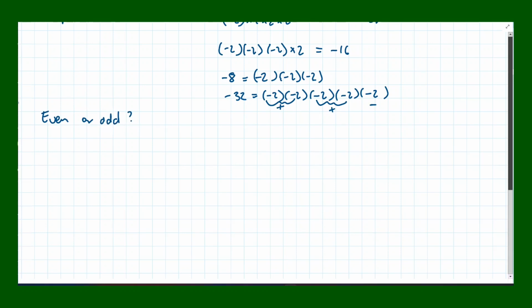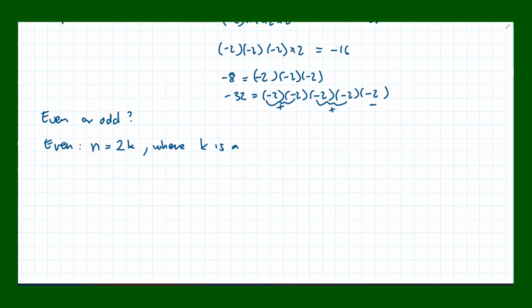So how can we capture evenness? Well, even numbers are the numbers that can be divided by 2. Or I can also think about it as numbers that are multiples of 2. So an even number will be a number that is twice another number, 2k, where this new number k is a whole number.